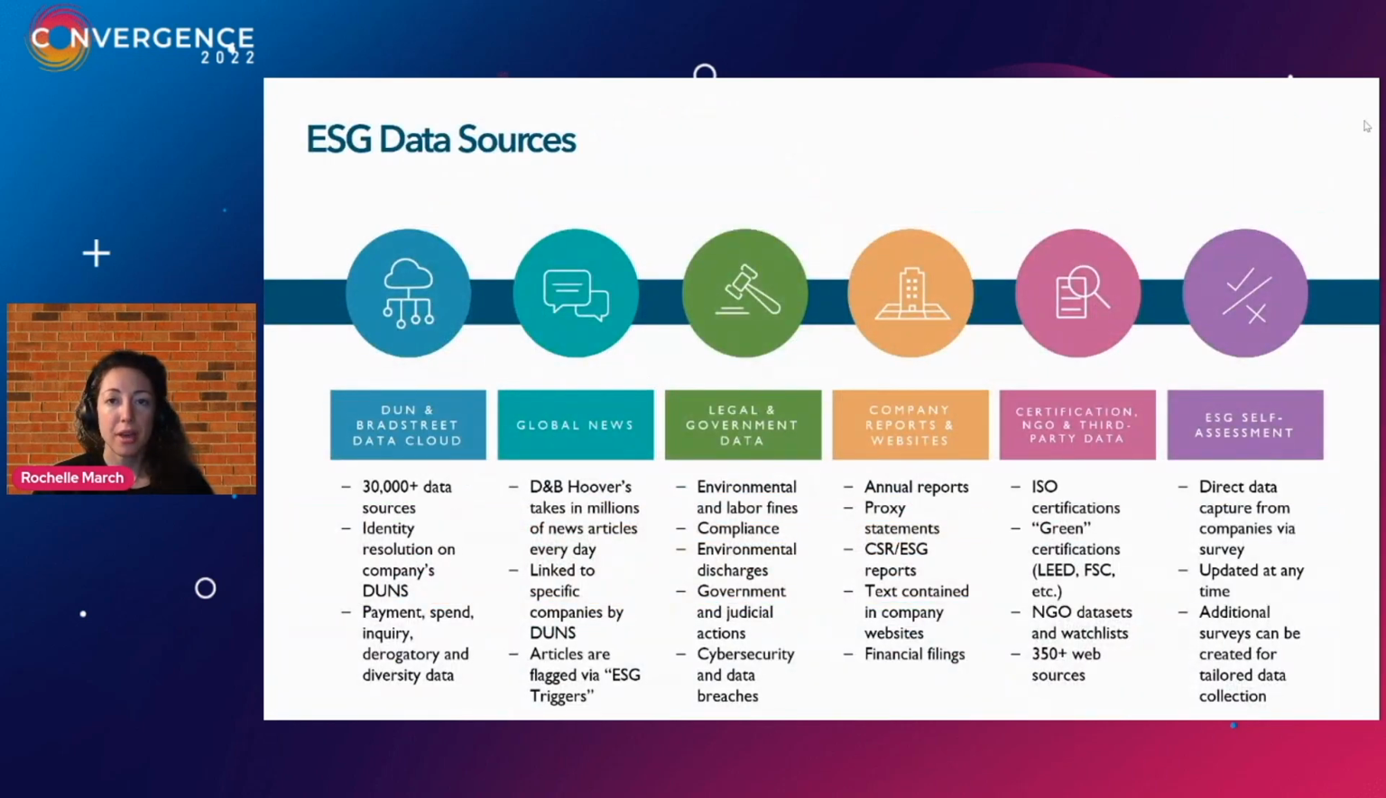In addition to that, we look across a number of other sources. So, this first column here refers to the Dun and Bradstreet Data Cloud. And as I mentioned, many different sources, what we call identity resolution, or linking that DUNS number to the right company and to its company family. And then also including a lot of data on what companies are spending on, who they're spending it with.